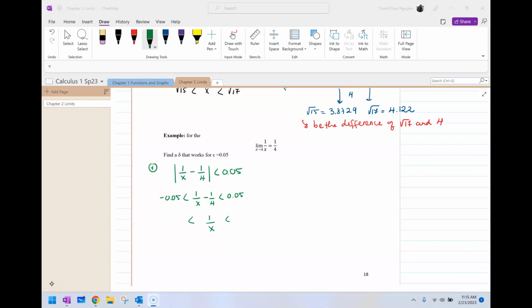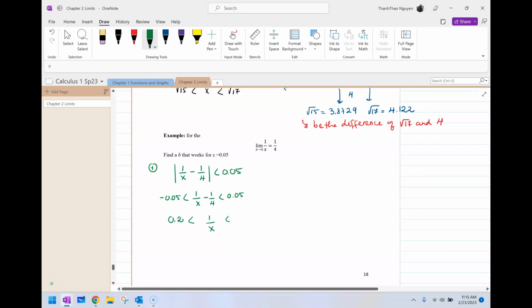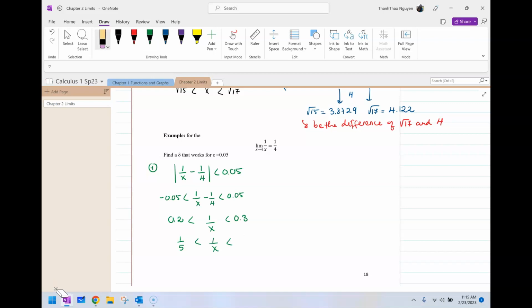So then here we get 0.2 is less than 1 over x less than 0.3. Let's change this to fractions. This is 1/5 less than 1 over x less than 3 over 10. This means that x is between 10 over 3 and 5. Okay.